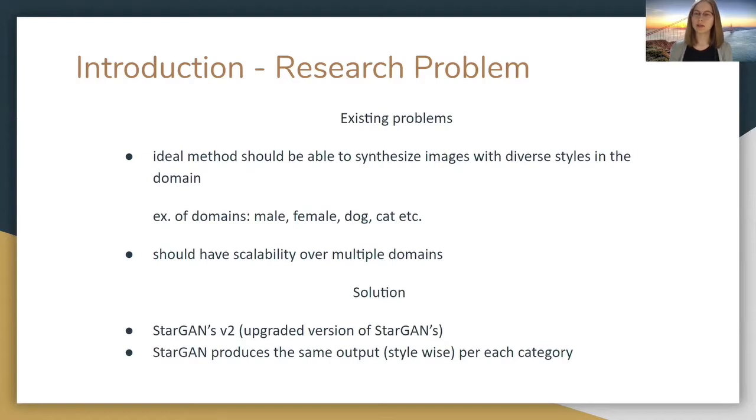StarGAN 2 tackles image-to-image translation, and there are several problems in the field. Methods should be able to synthesize images with diverse styles in the domain, and they should have scalability over multiple domains. Unfortunately, existing methods address only one of the issues, and they can have limited diversity or require multiple models for all the domains. StarGAN 2 tackles both and shows significantly improved results.